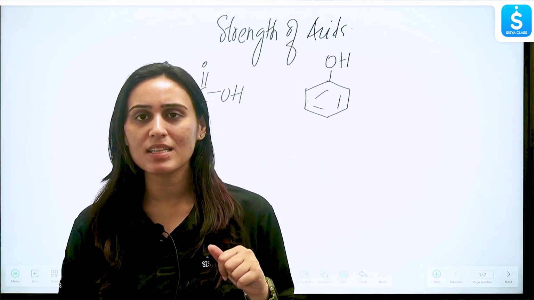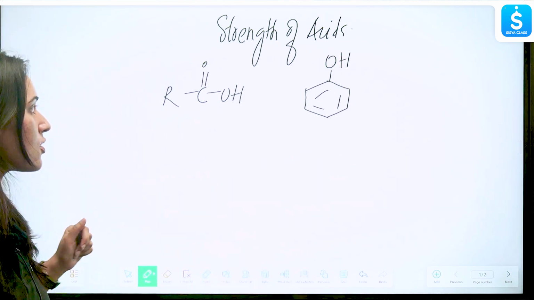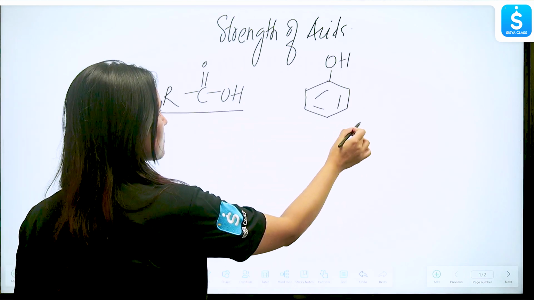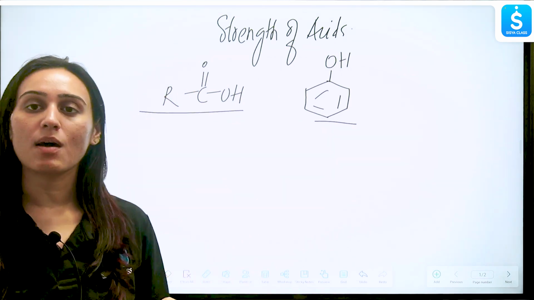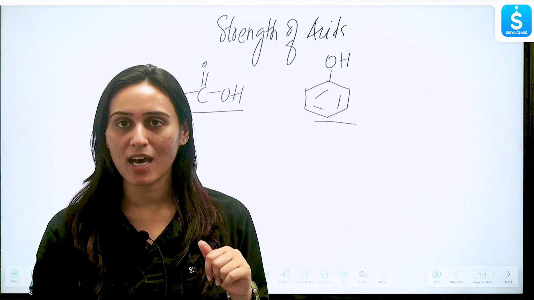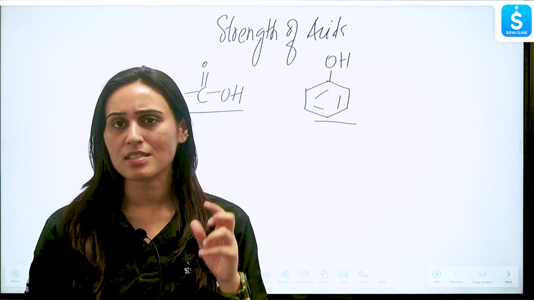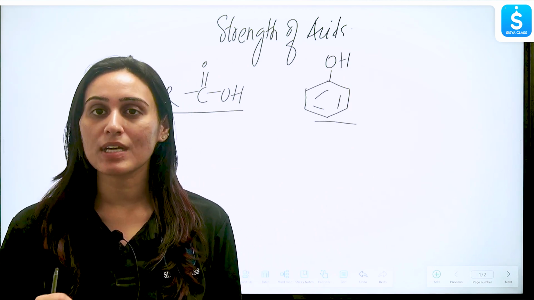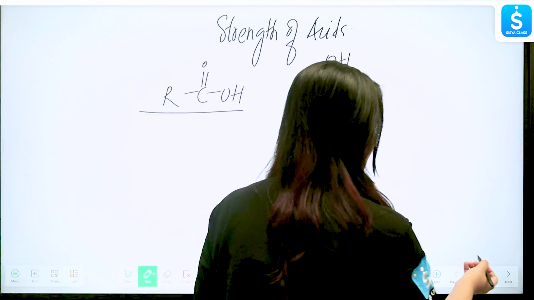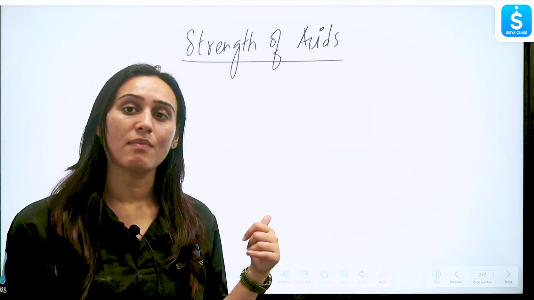We want to compare the strength of the acids. I hope you can see the two different types of acids mentioned here: carboxylic acid and then phenol. I want to compare their strength. What should I do? I should know certain rules for that. So let's learn about those rules, then we will come back to the question.